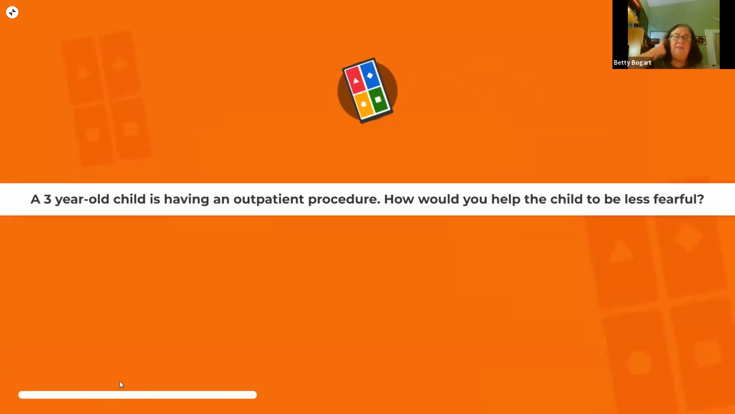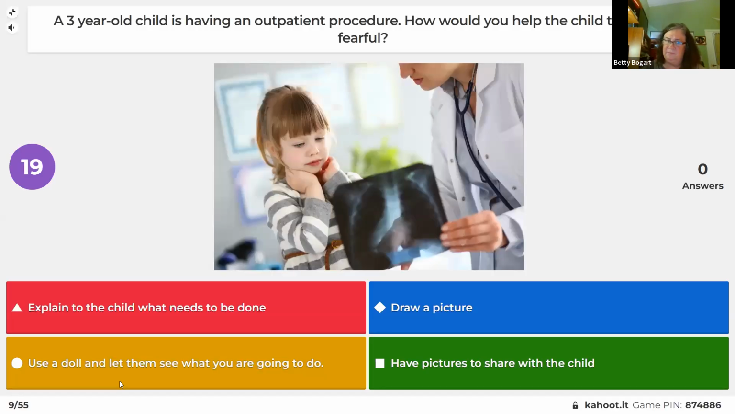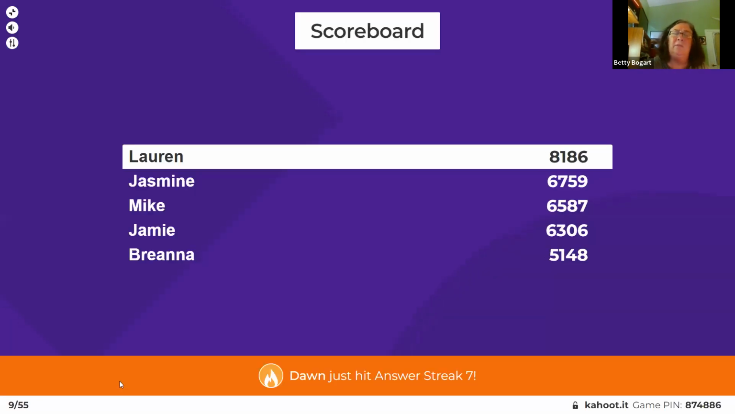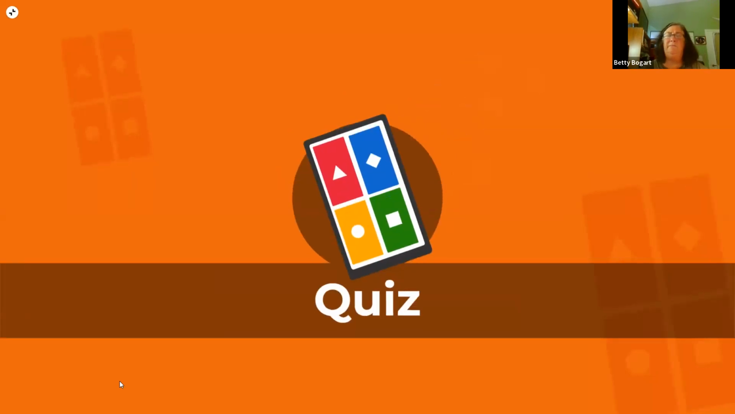A 3-year-old is having an outpatient procedure. How would you help this child to be less fearful? And you're going to use that doll again, and you're going to let them know what's going on and touch that equipment, and then you're going to have a happier kid.